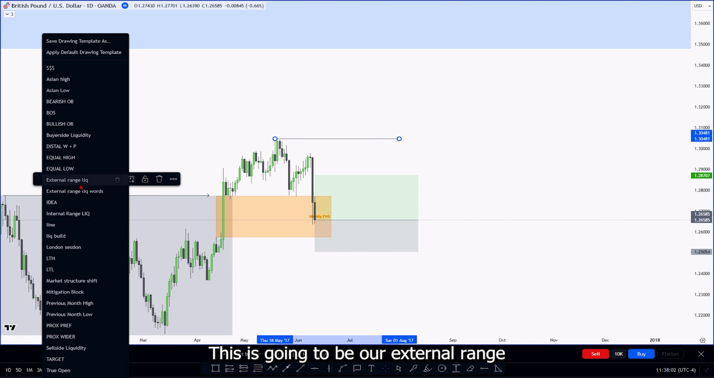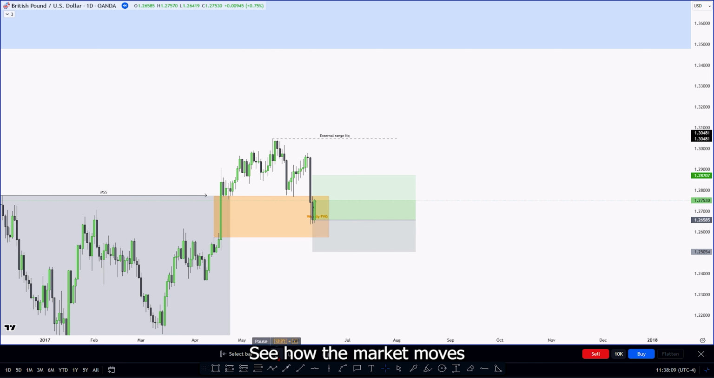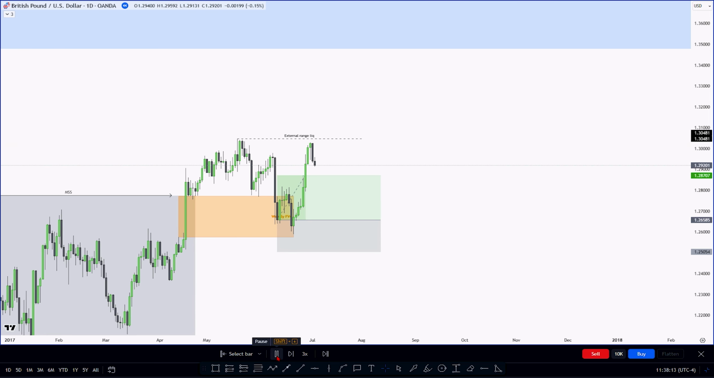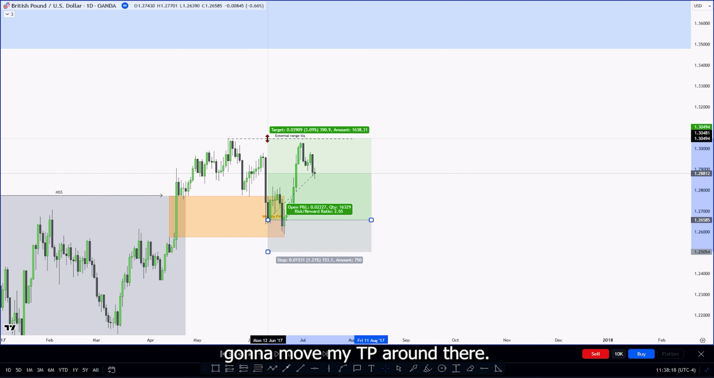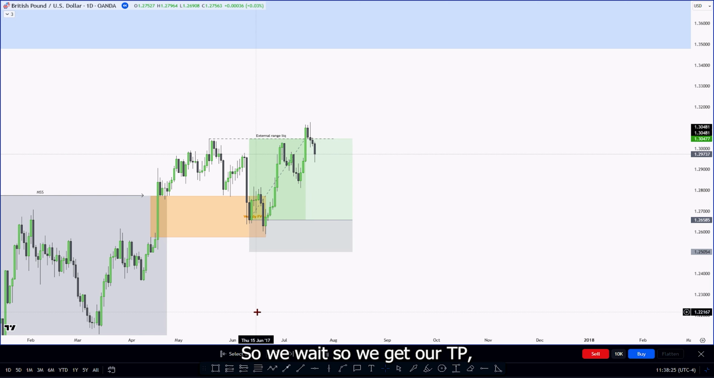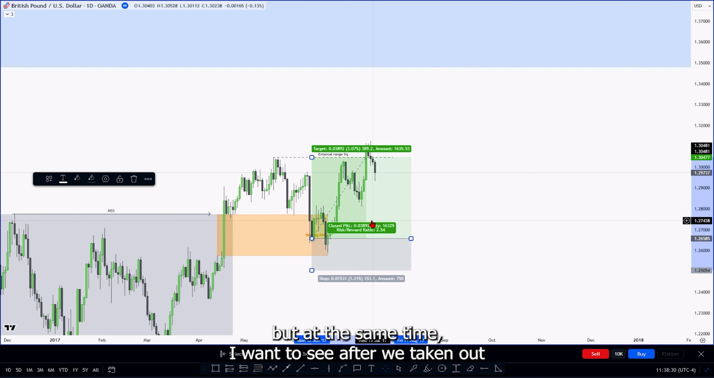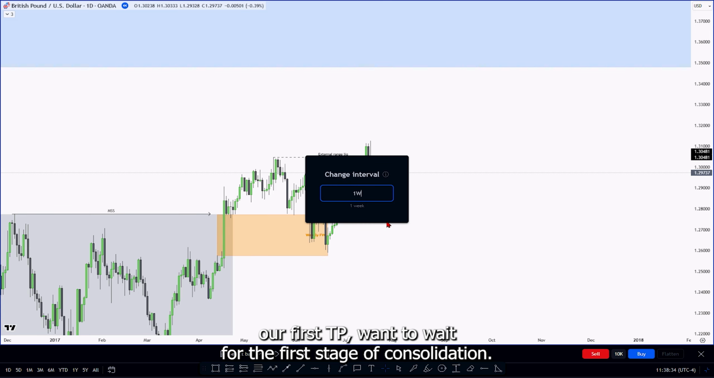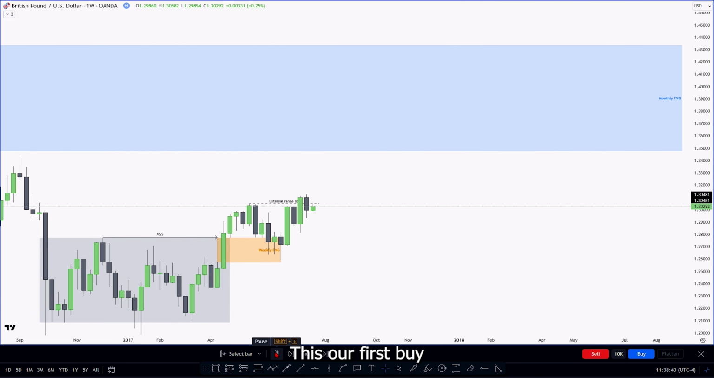That's going to be our external range highs right there. See how the market moves. Going to move my TP around there. We'll make it 1 to 2.5 till we wait. So we get our TP, but at the same time, I want to see after we've taken out our first TP, we want to wait for the first stage of consolidation. So let's wait again. That's our first buy.